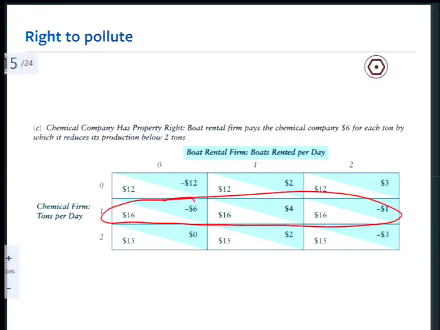The boat rental firm is going to choose between losing $6, $1, or making $4, and it, of course, will choose to make $4. So again here, we get our efficient outcome level of $20. Now, before you get to ask your question, you have to give me an answer. So if you are a powerful pollution company, would you rather have the property rights assigned to the pollution company or the boat company? Yeah, of course.